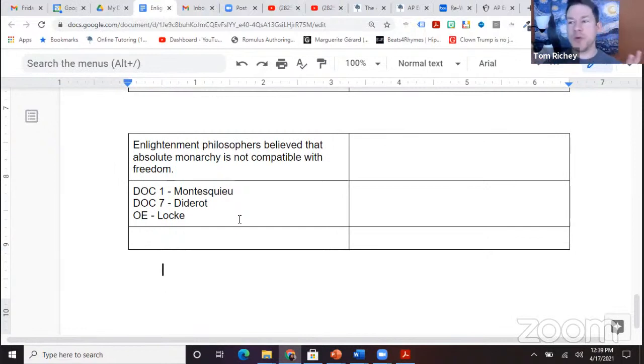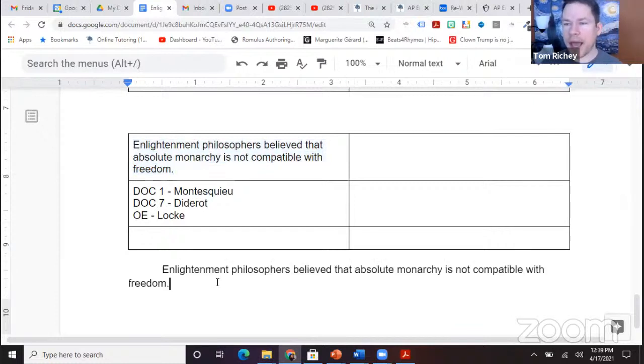So I found two buddies that could sit by each other and have a conversation. Now, they could also disagree with each other, but in this case, it's usually easiest to find people who are saying the same thing. So we're going to see here that Enlightenment philosophers believed that absolute monarchy was not compatible with freedom, because it did not allow people to exercise their liberties.